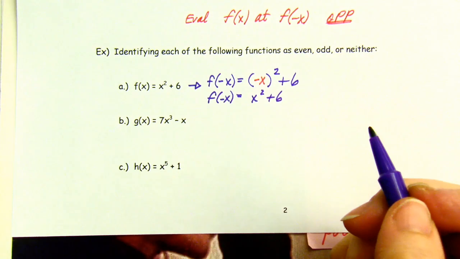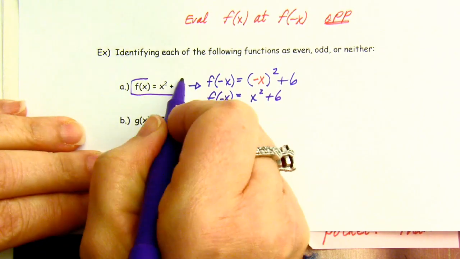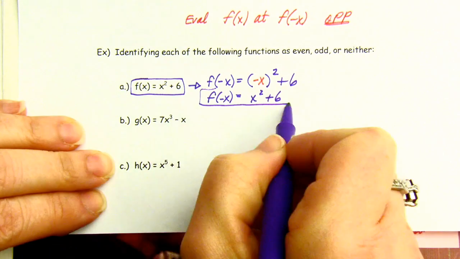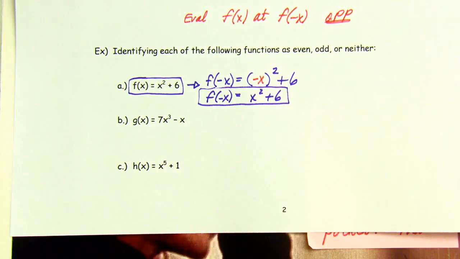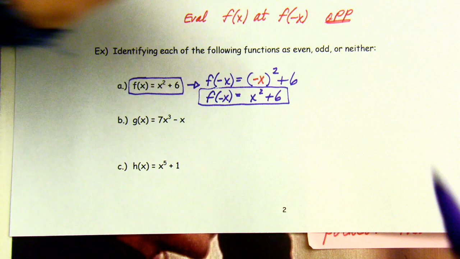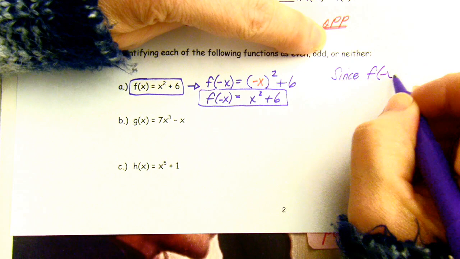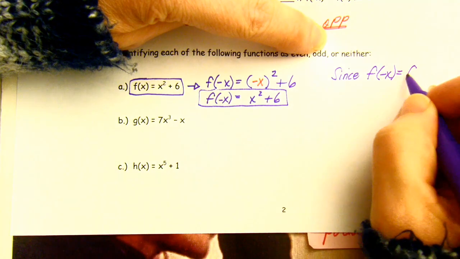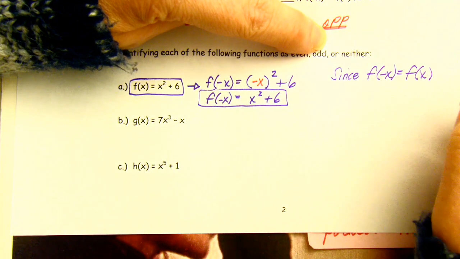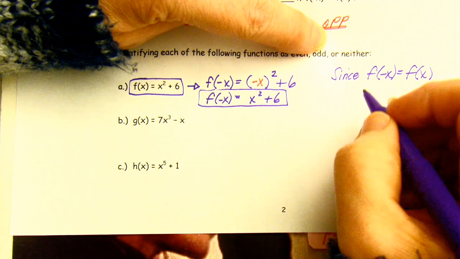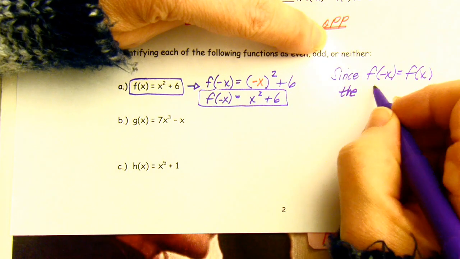And now I'm comparing this on the right side of the equal signs. They're exactly the same. Nothing changed. So when I evaluate f of x at f of the opposite of x and I get the same output, the function is even. So we'll say, since f of the opposite of x is exactly equal to f of x for all x in the domain of f, the function is even.